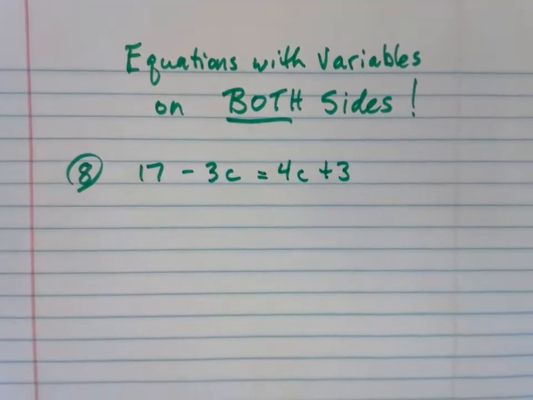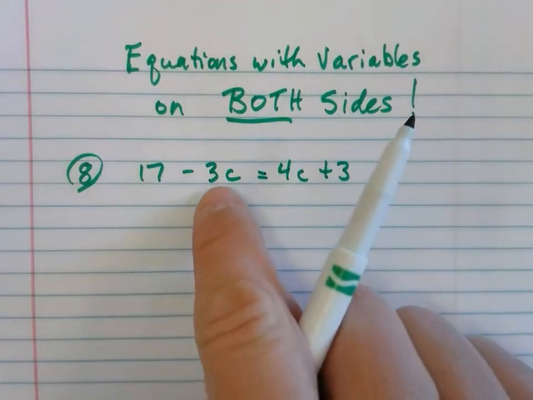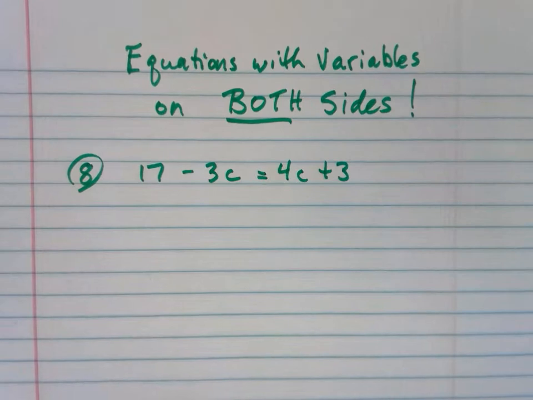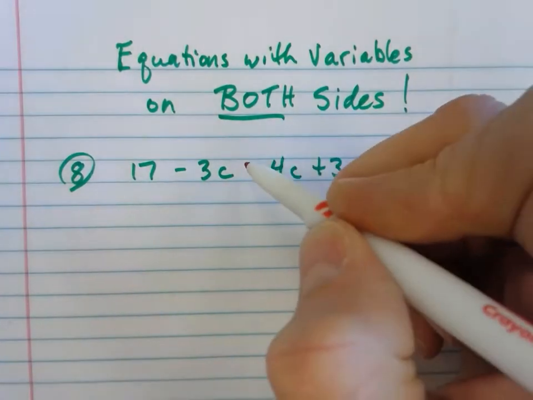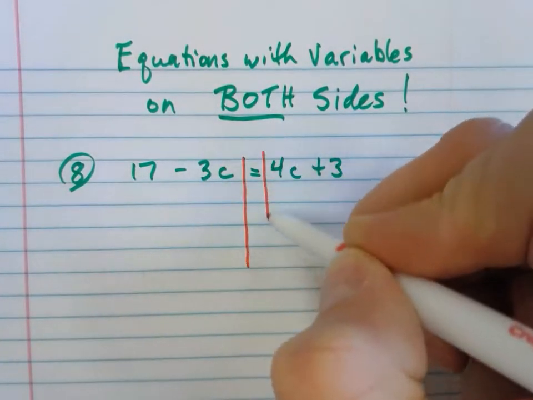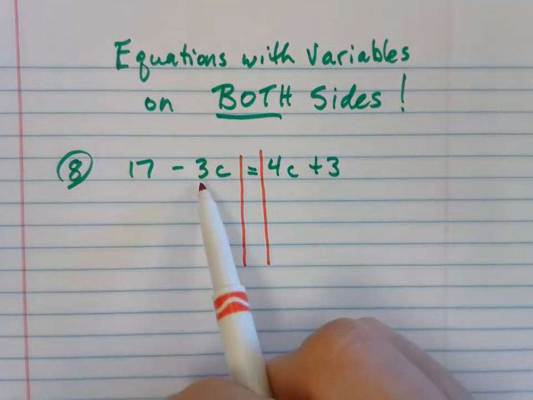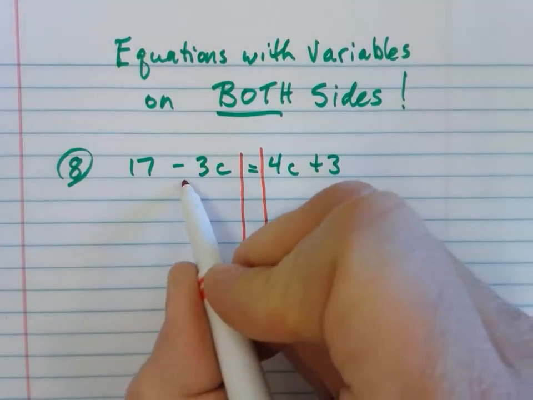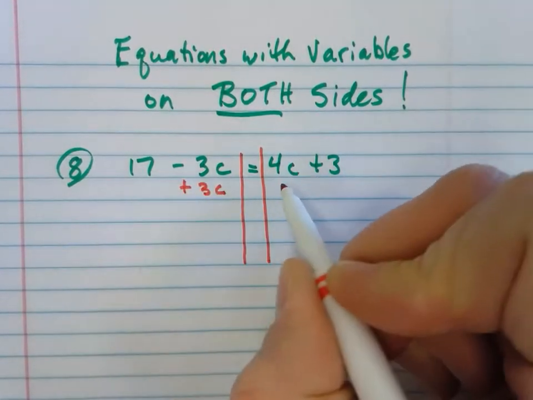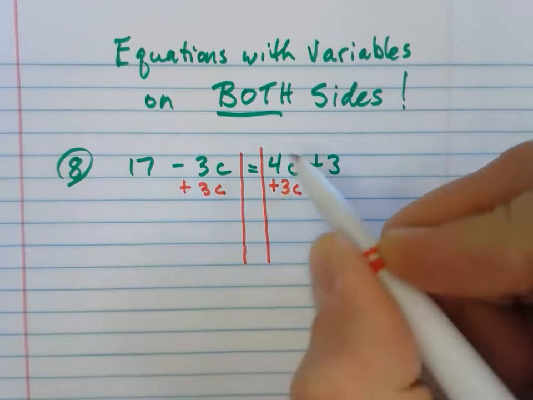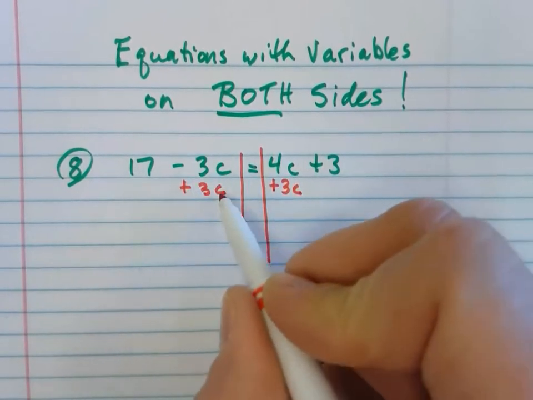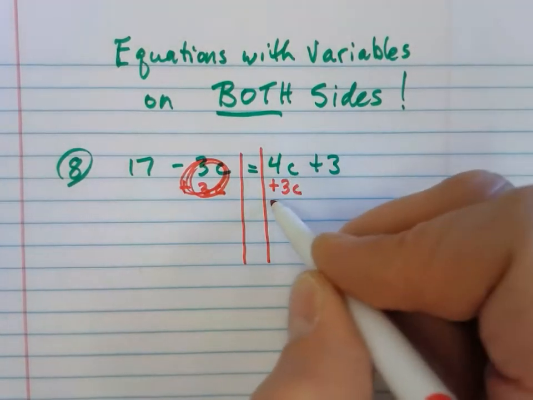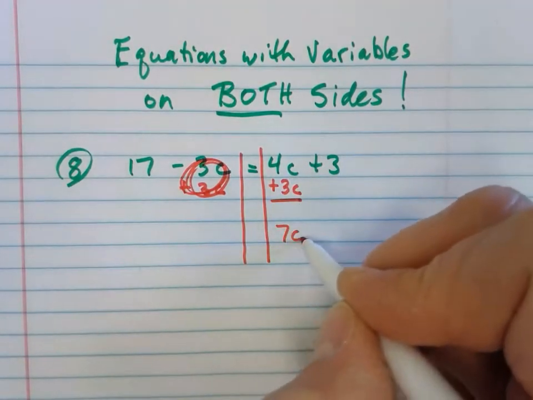All right, so what you got to do now is get all the like terms on one side and all the constants on the other. I'm going to use a couple different colors here, so hopefully this will help you see what I'm talking about. We want to get the variables on one side, constants on the other. I'm going to try to keep my variables positive. So on this one I'm going to add 3c to the left, which means I'm going to add 3c to the right. The negative 3c and the positive 3c are going to cancel out and make a zero pair. 4c plus 3c, of course, is 7c.